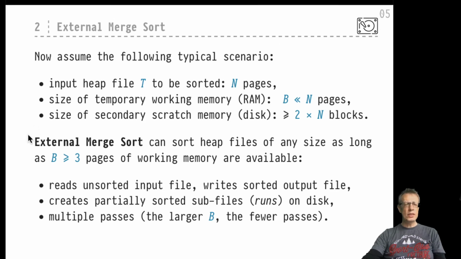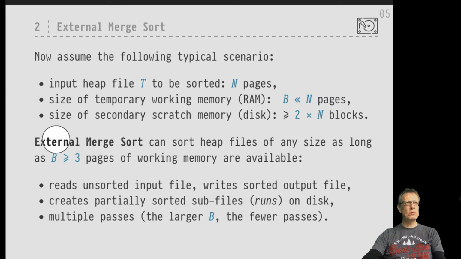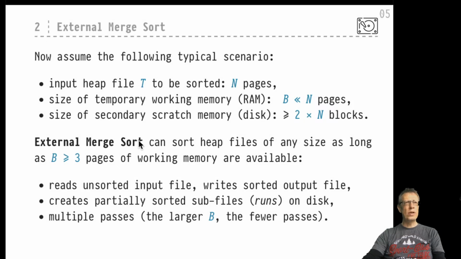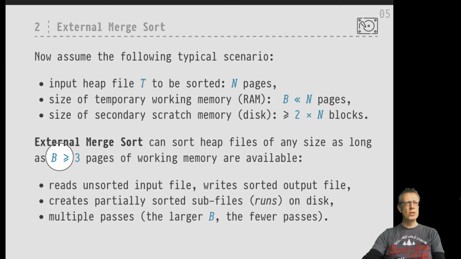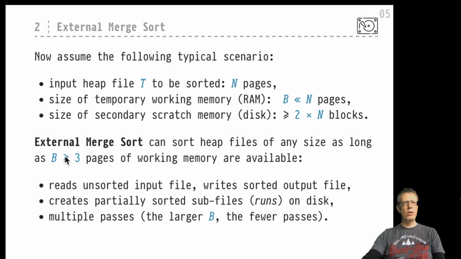Now we will discuss external merge sort. That's the sorting algorithm that can operate with really scarce working memory. As we will see, we can do with only 3 pages of working memory available. The algorithm will be slow then, but it will be functional. It will be workable, and it will be able to read an unsorted input file, well, the heap file T, and it will write a sorted output file, sorted according to a criterion that we may specify.